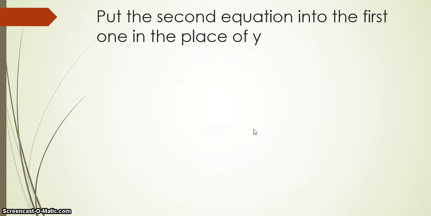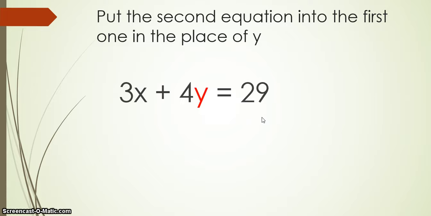The first thing that you need to do is to put the second equation into the first one in place of y. The original equation looks like this, and you can see y here in the first equation. What we need to do is substitute the second equation into this equation and put it in the place where y is equal to that.